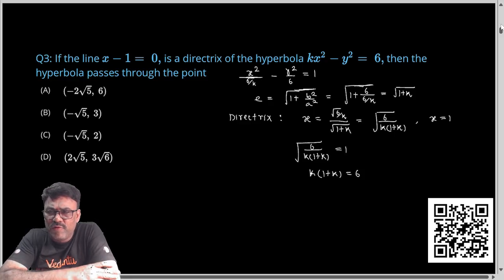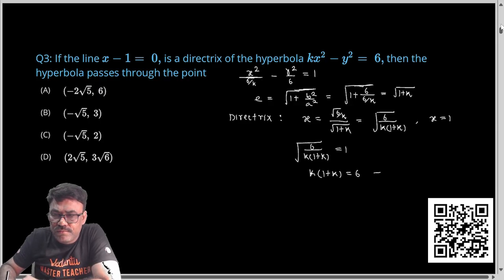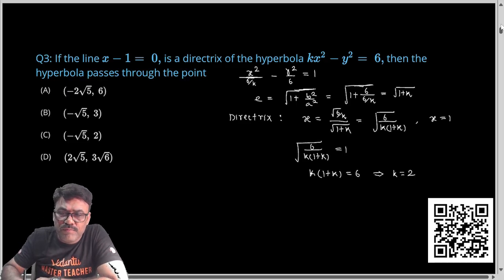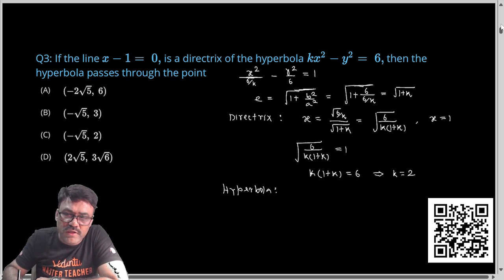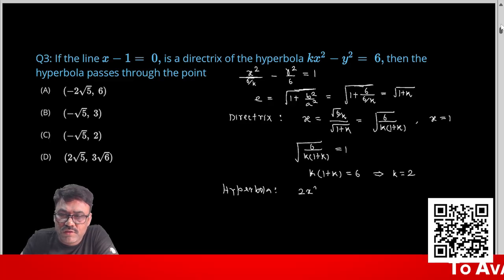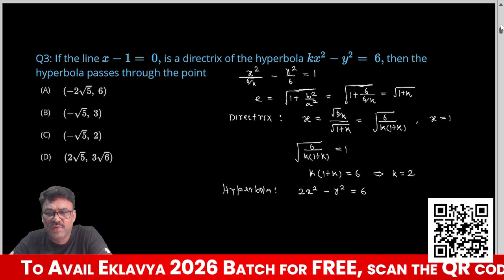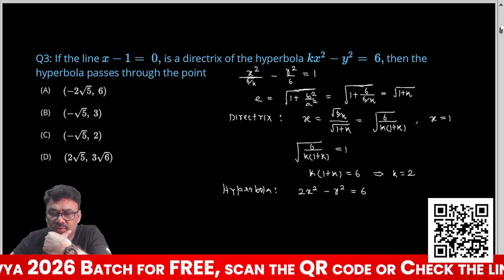Of course, k must be positive because we have taken a square as 6 by k. So k will be 2 if you solve it. So that means your hyperbola is, if you put k is equal to 2, 2x square minus y square is equal to 6. And now check out of these 4 given options, which option satisfies the hyperbola.